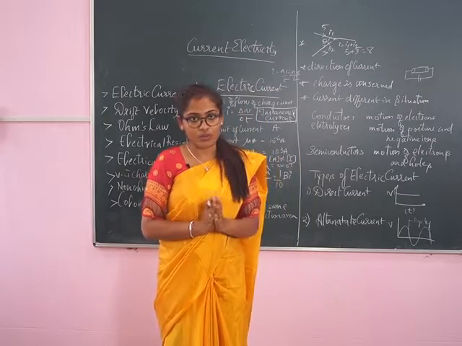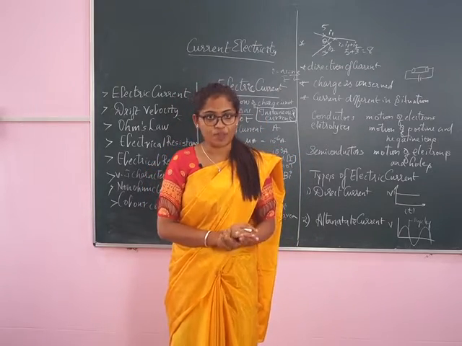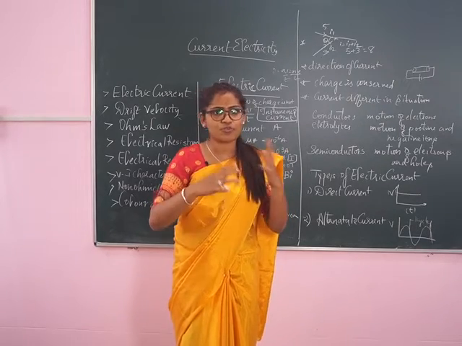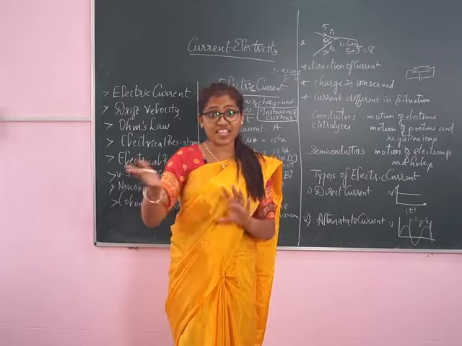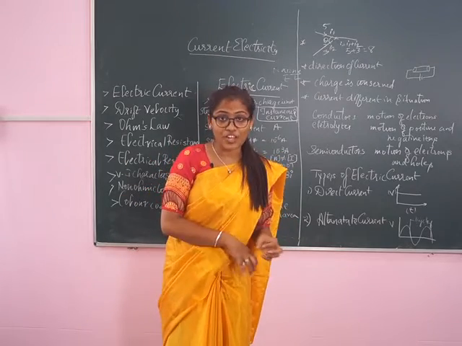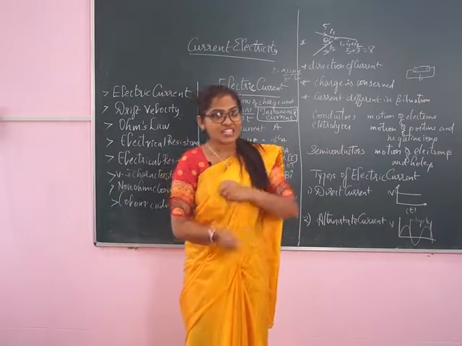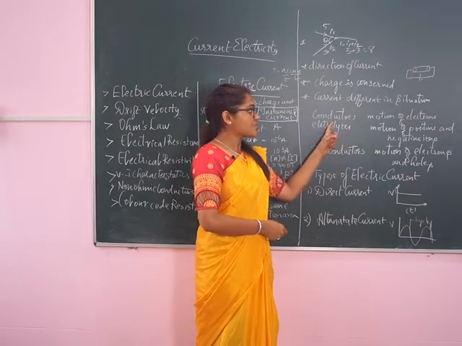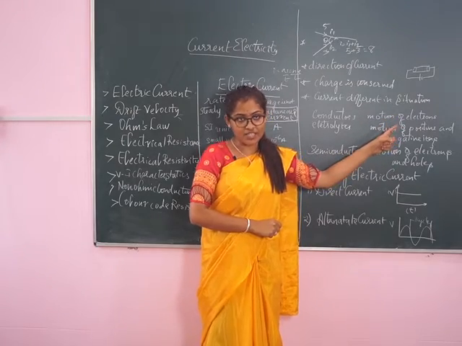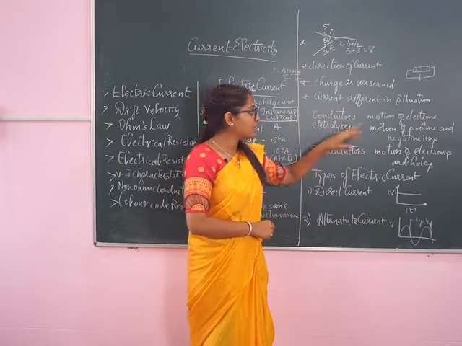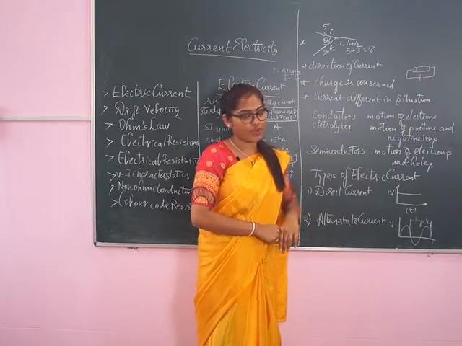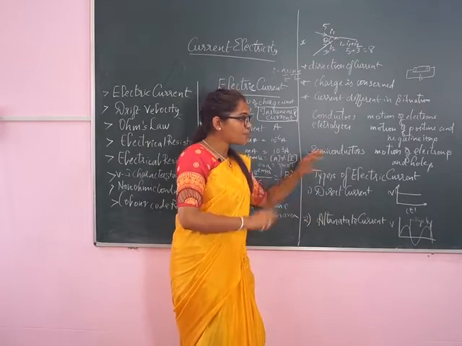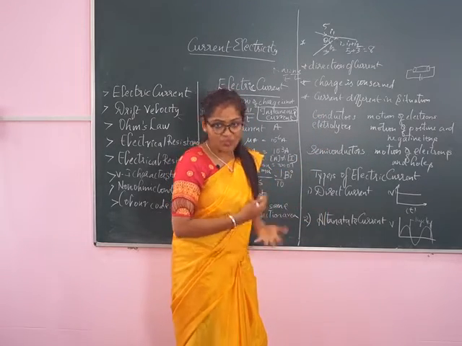Current is different in different situations. As human beings, we behave differently in different situations. At home we may be silent or rough or rude; in classes you have a different behavior; with friends, again a different behavior. Similarly, current behaves differently. In conductors, motion of electrons takes place. In electrolytes, there is motion of positive and negative ions. In semiconductors, motion of electrons and holes. So in different situations the current varies.